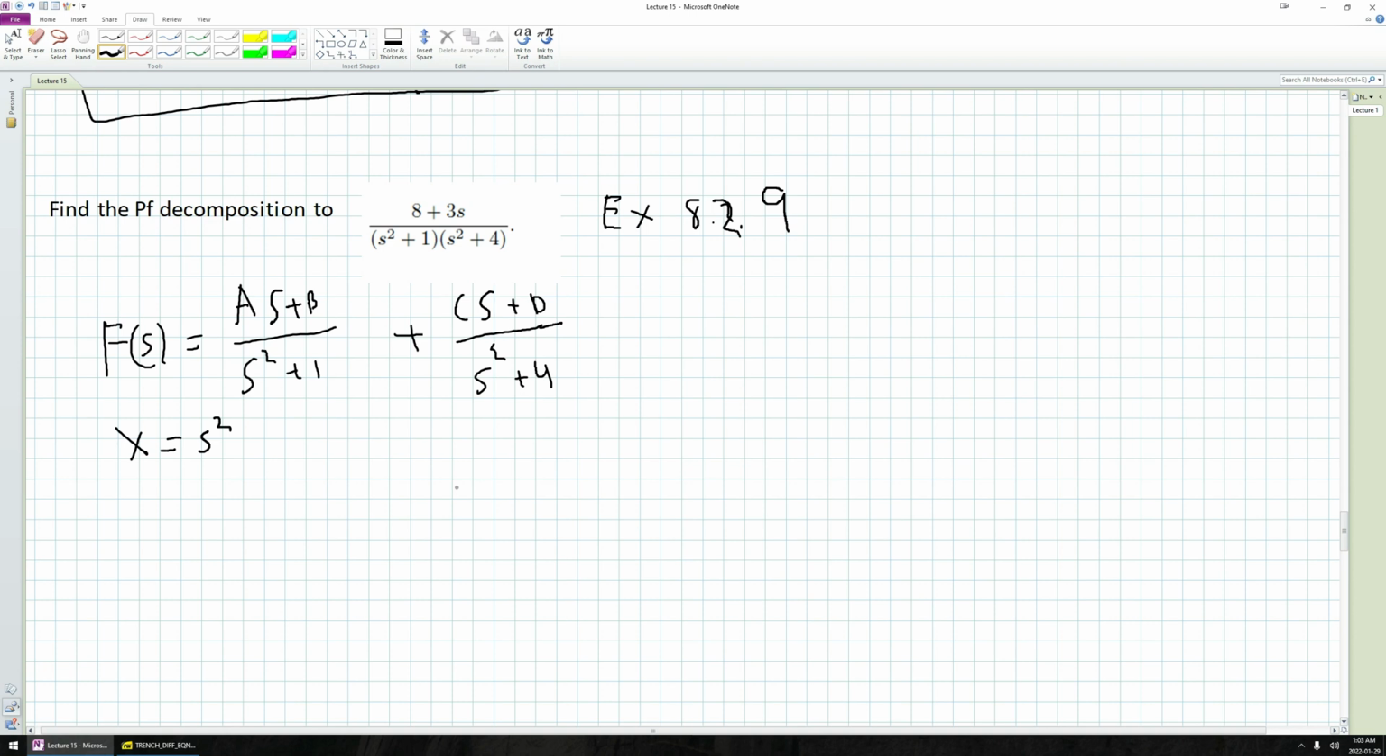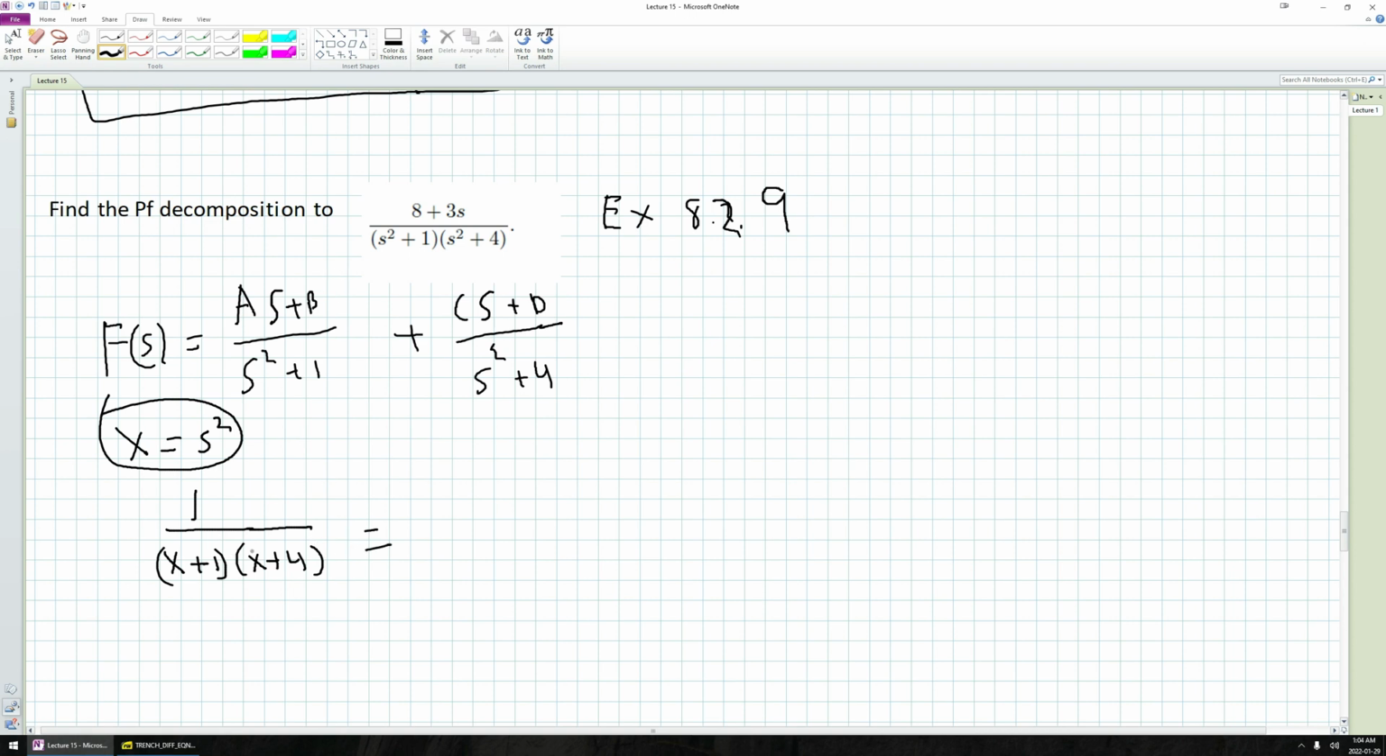So what I can simply do is think, hey, I have this possible transform, and instead of doing partial fraction decomposition of this function, I can first look at the partial fraction decomposition of this function here. Okay, so this is very similar to this one here. I just need to multiply it by 8 plus 3s and then do my substitution.